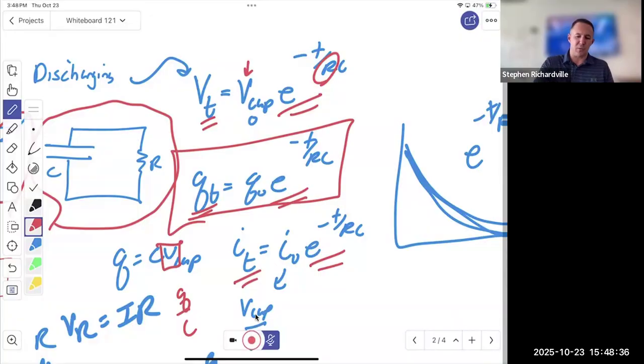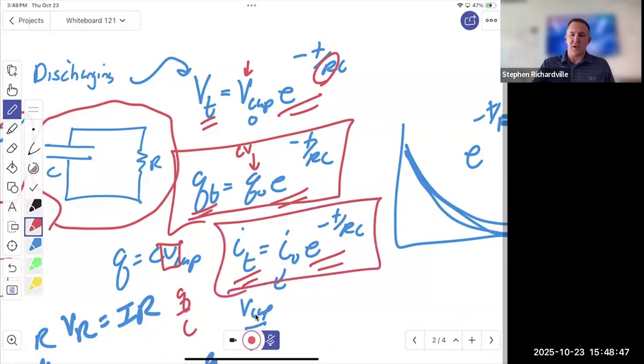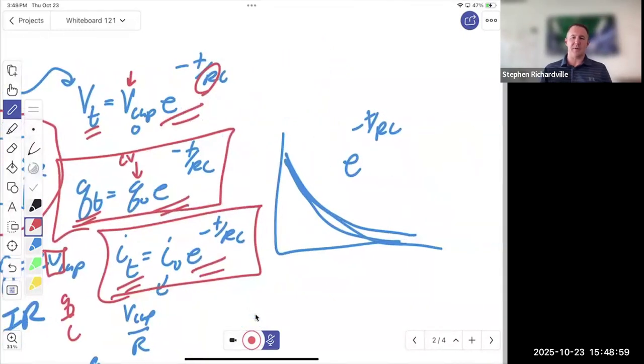So my charge initial, what was my charge initial? My charge initial was CV, whatever that was at time zero when this thing begins to discharge. My current's always diminishing. So during charging, you would have voltage and charge increasing as 1 minus e to the negative t over RC, but the current would be decreasing. During discharging, everything is decreasing. Everything looks like some e to the negative t over RC function.